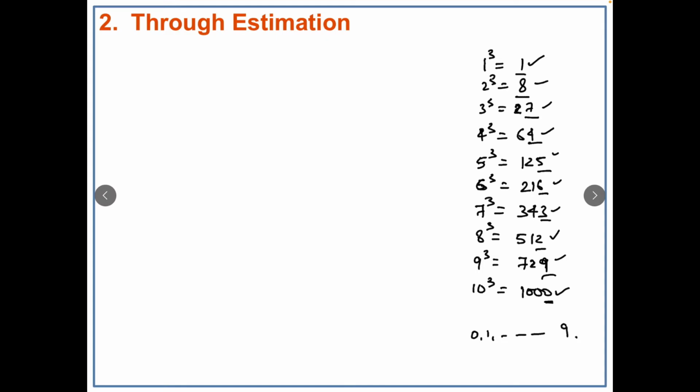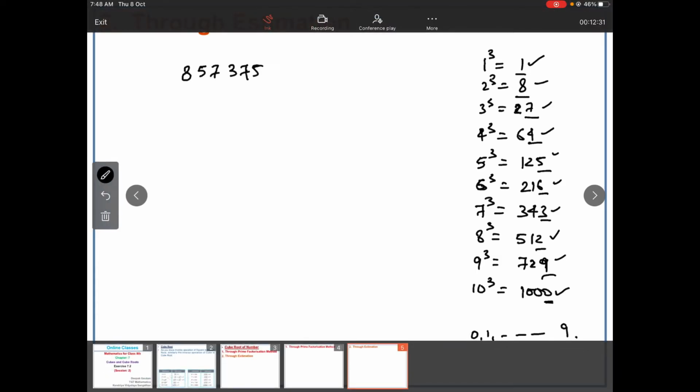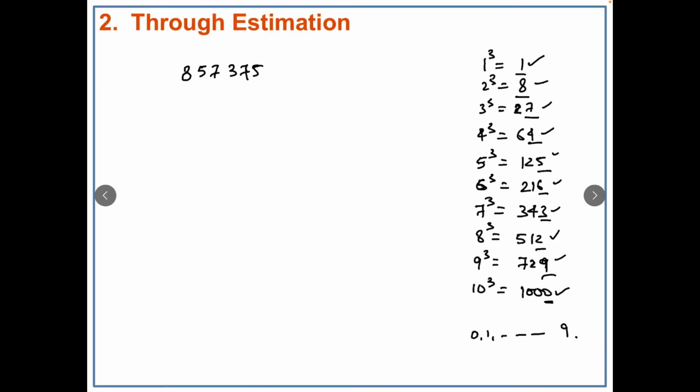Let's take an example. Suppose we have the number 857375. The number that we have is 857 and 375, and we are asked to find the cube root of this number. In order to find its cube root through the estimation method, first you have to write the number, 857375, and then you have to make triplets of the number from the right hand side.